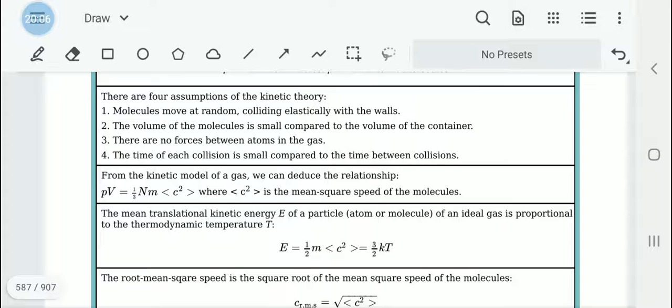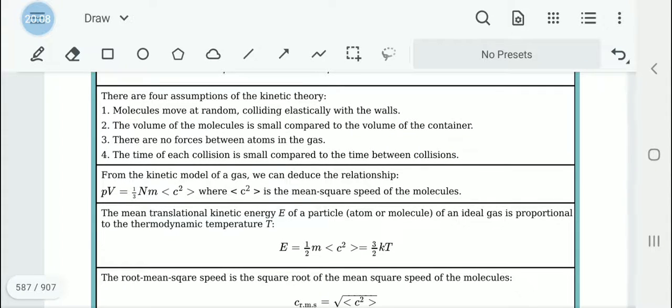Then we have 4 assumptions that we made in kinetic theory. The molecules move at random, colliding elastically with the walls. The volume of a molecule is very small compared to the volume of the container. Then we assume that there are no forces of attraction between atoms in gases. Then the collision time is insignificant compared to the time between the collisions.